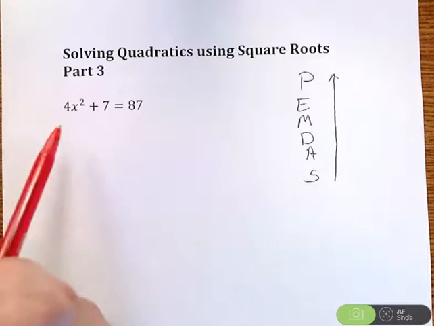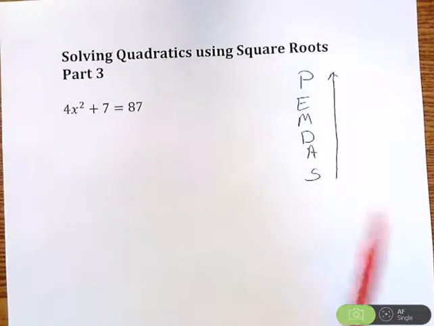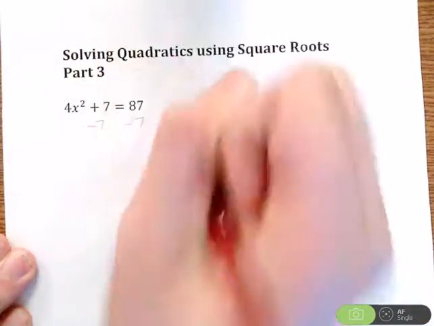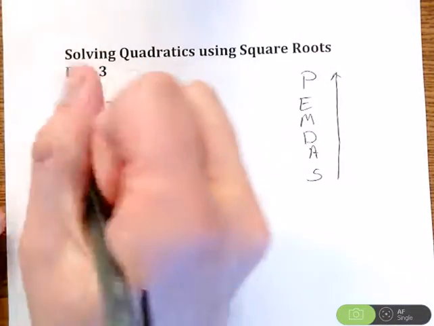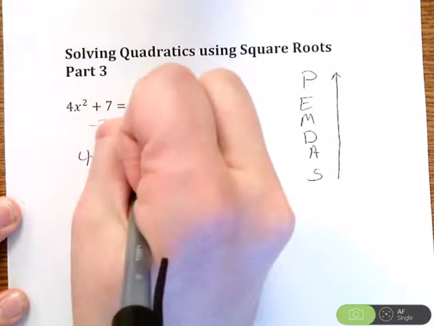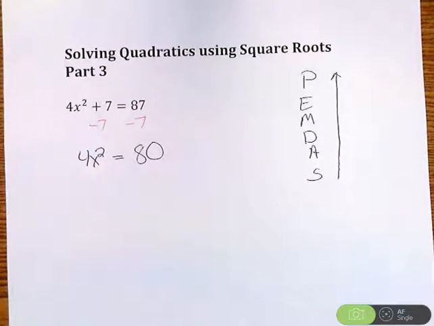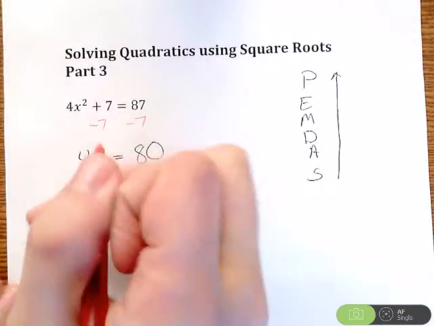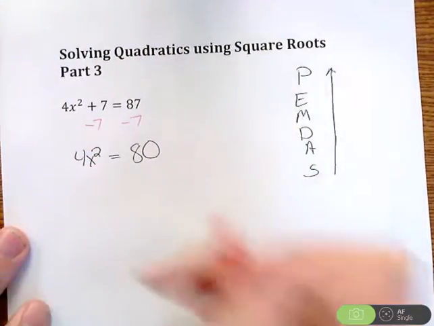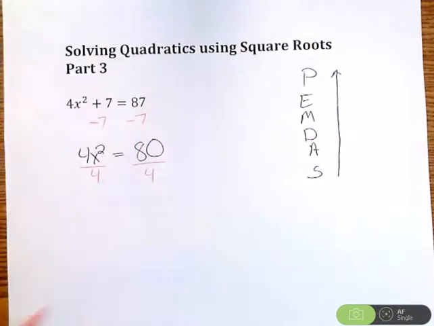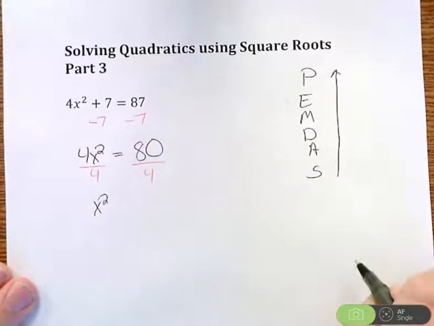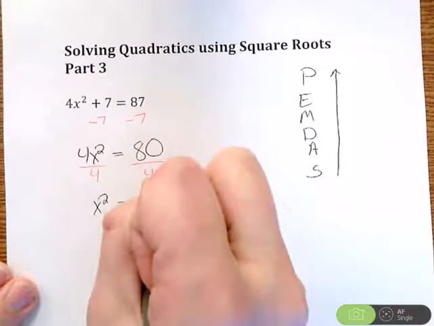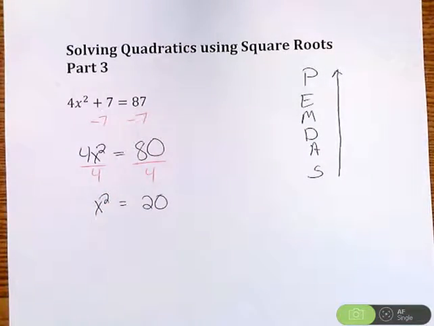So if I'm looking at 4x squared plus 7 equals 87, I'm getting rid of the addition, subtraction first. I'm going to start by subtracting 7 from both sides. Once I do that, I have 4x squared equals 80. Then I need to get rid of any multiplication and division, which means if I have 4 times x squared, I'm going to divide by 4 on both sides. That's going to give me x squared equals 20. So it should be kind of business as usual at this point.